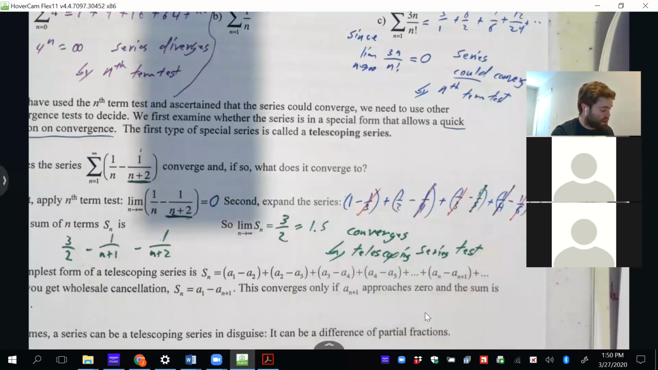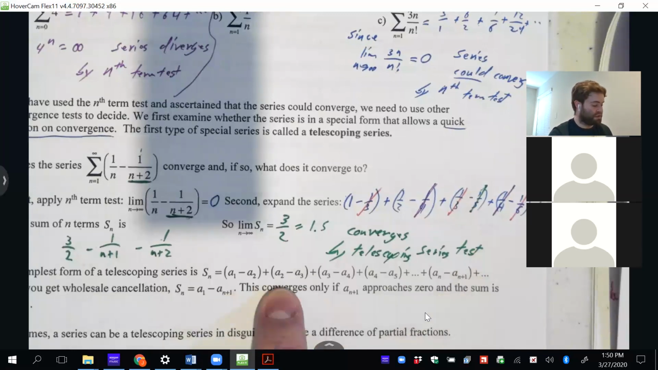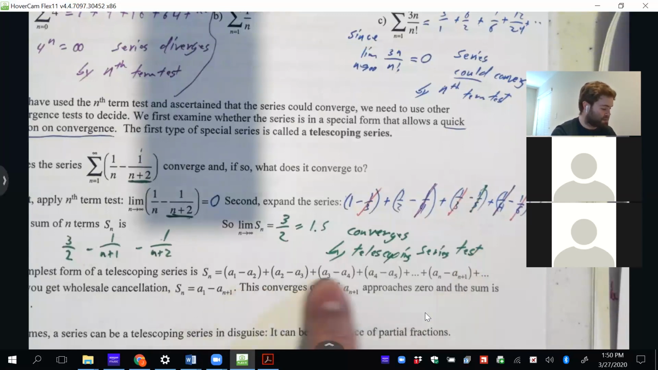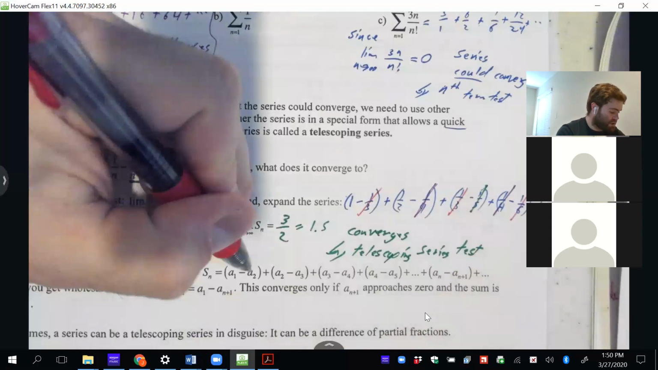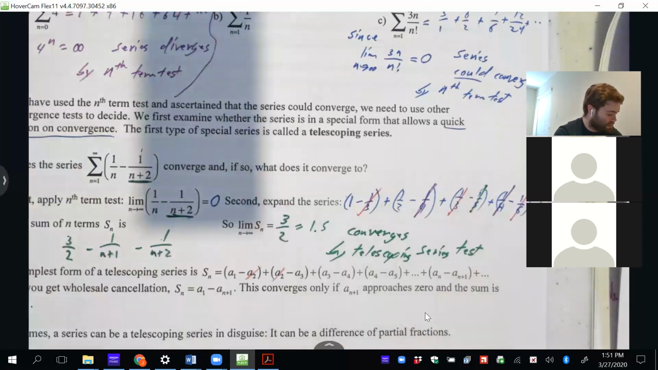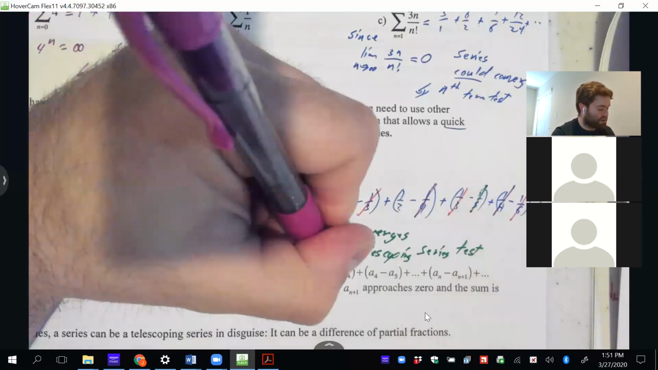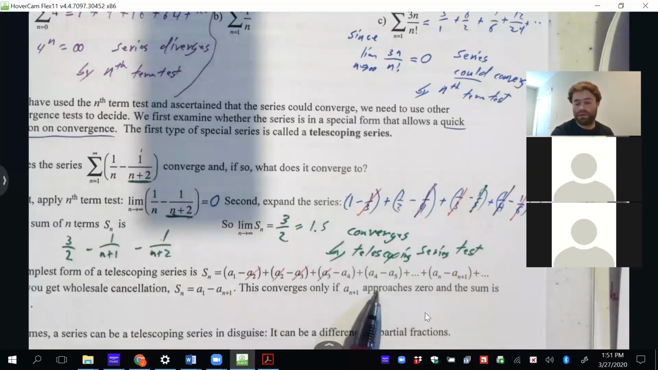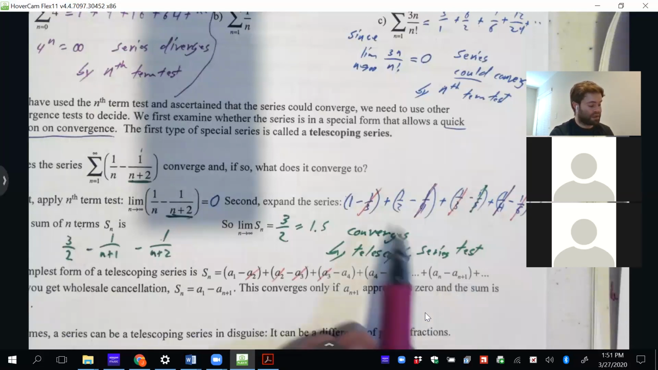Essentially, the simplest form of a telescoping series is just some number minus another number, then the very next number is then subtracting that one. And then in this case, all of these beginning terms, that a sub 2 cancels with that a sub 2. That a sub 3 cancels with that a sub 3, and so on. A sub 4s cancel, a sub 5s cancel, and so on. Just like what happened with ours.